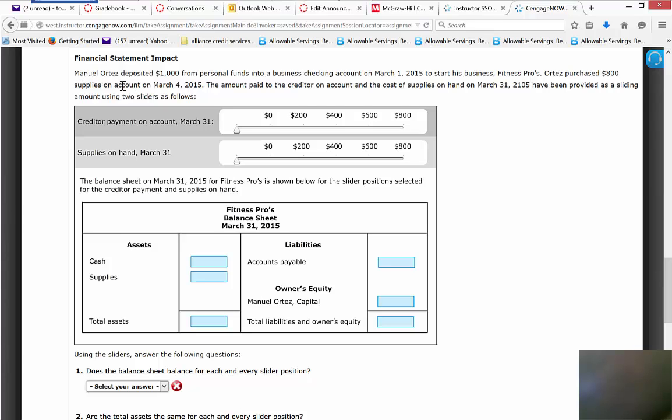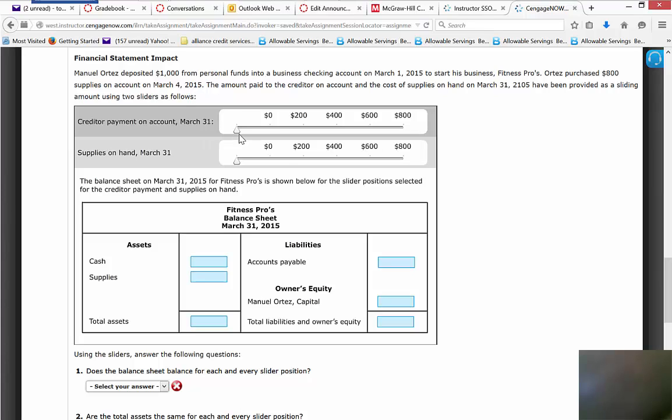Manuel Ortez deposited $1,000 personal funds in business checking account on March 1, and Ortez purchased $800 of supplies on account. On account, of course, always means it's either accounts payable or accounts receivable, and if he's purchasing, it's going to be accounts payable. Okay, the amount paid to the creditor on account and the cost of supplies on hand March 1st have been provided as a sliding amount using 2 sliders.